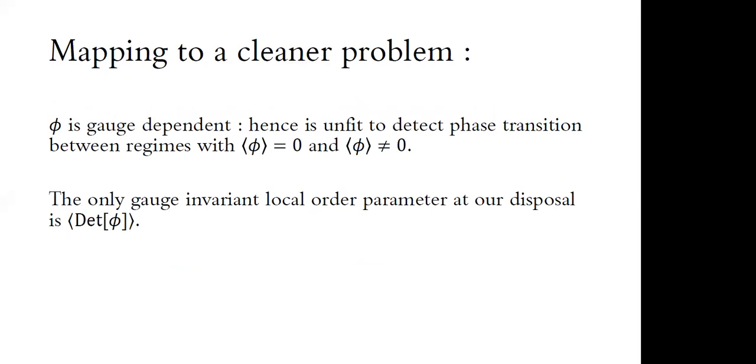So could you use that diquark object, that phi field, to detect a phase transition between nuclear matter and quark matter? I would say no, because phi is a gauge dependent object.